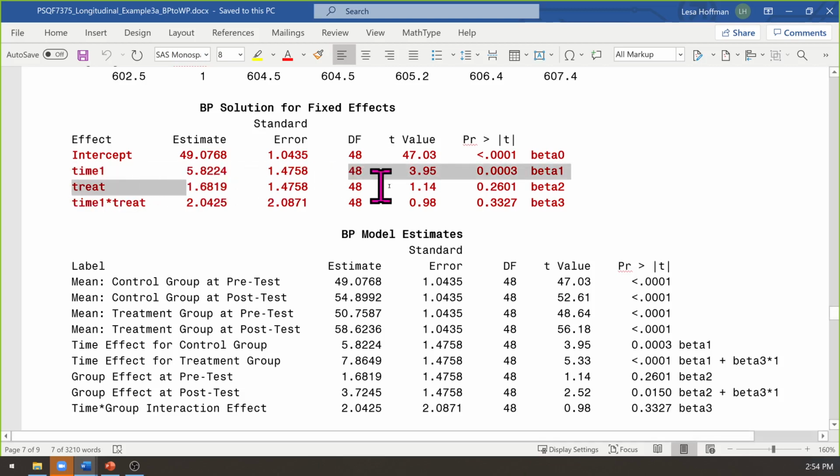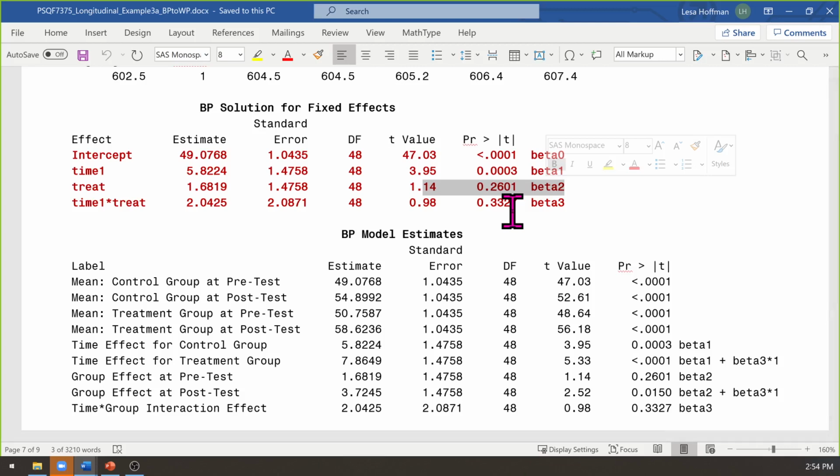Similarly, the simple main effect of treatment, conditional main effect of treatment, simple slope of treatment given by the model is specific to when the interacting time variable is 0. So this is the effect at pretest. 1.68 is the coefficient. If I scroll over to the last column here, P is greater than our traditional 0.05, so this would not be significant.